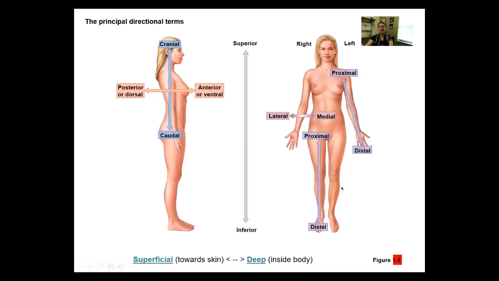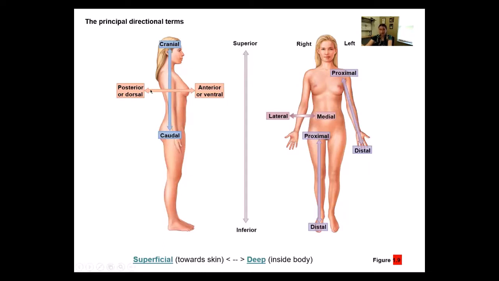Okay. Similarly, you could say the knee is superior to the ankle, right? The knee is closer to the top, closer to her head than the ankle is. The ankle is therefore inferior to the knee. Okay. So we can use these to compare two structures in space.